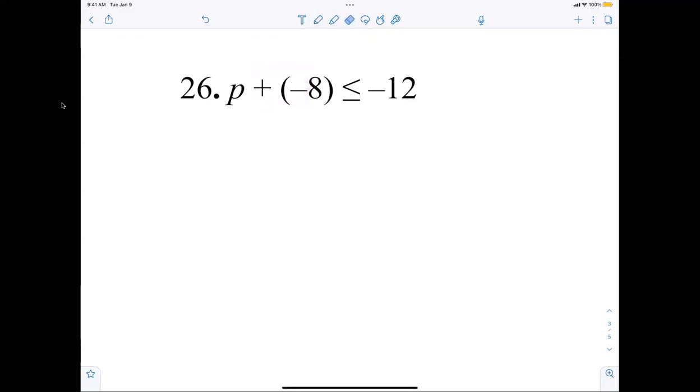Anytime you have a plus and a minus next to each other, just make it a what? Two negatives make a positive. A positive and negative is always a negative. Yes. So you're rewriting this as P minus 8 less than or equal to -12. That's what I was trying to tell you.